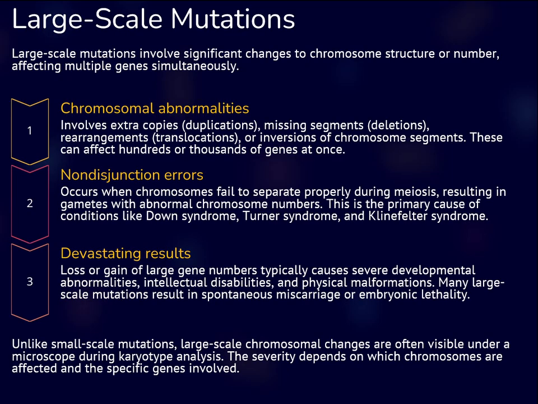Now let's shift gears to large-scale mutations. These are big changes in the chromosome, like whole pages of a recipe getting duplicated or deleted or even rearranged. One major cause is non-disjunction. When chromosomes don't separate properly during the process of meiosis, the process that makes eggs and sperm, this can lead to too many or too few chromosomes.